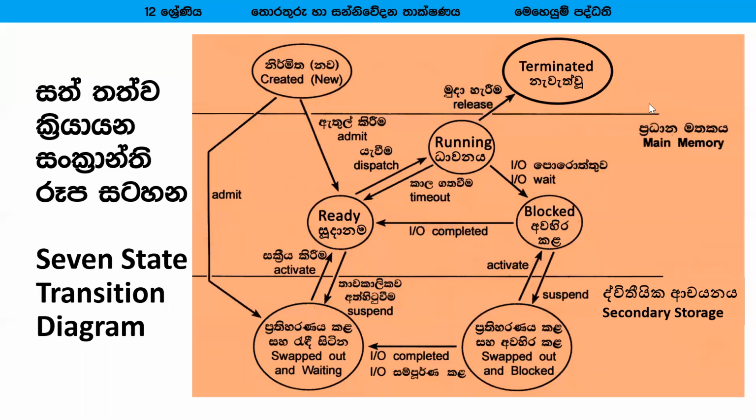And there are some new states, new transitions there as well. We have shown how a process may be swapped out and blocked, or swapped out and waiting. So let's see how that happens. We'll discuss those things by next week. Right now we'll move to the gates part.